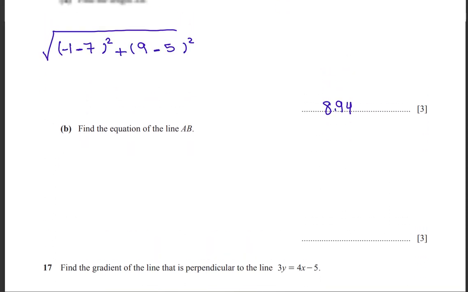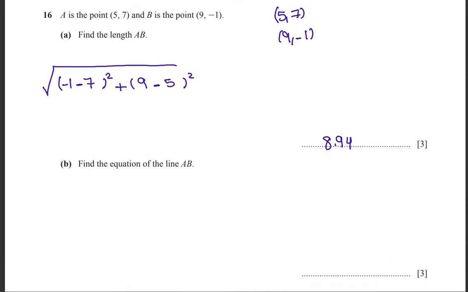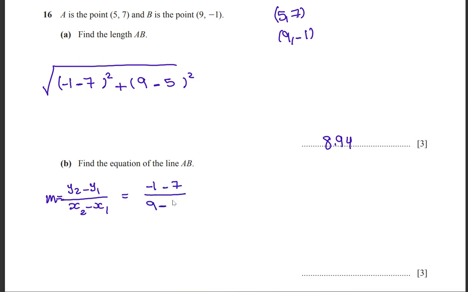Find the equation of the line AB. All I have to do is get the gradient and use a point of them. How to get the gradient? I have here these 2 points. So M equals y2 minus y1 over x2 minus x1: y2 negative 1, y1 minus 7, over x2 minus x1, equals negative 8 over 4, equals negative 2.